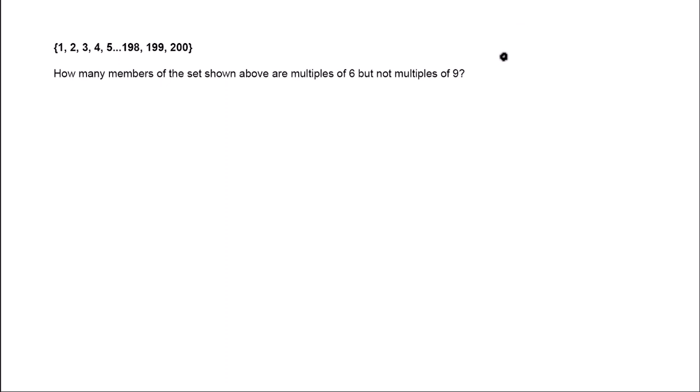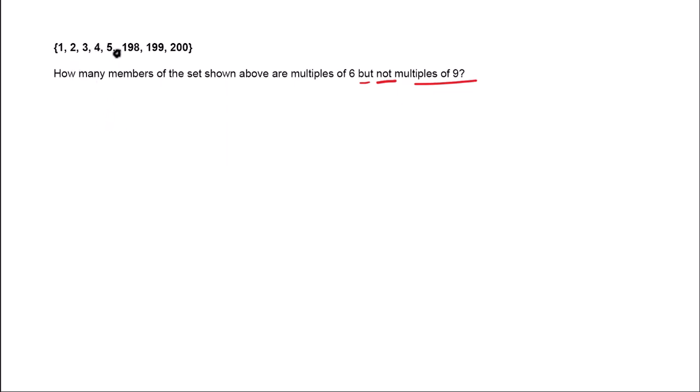How many members of the set shown above are multiples of 6, but not multiples of 9? Okay, so the first thing to do is lay out the set, filtering it for the multiples of 6. I want to do that on paper, just so I'm very careful that I include all the elements of my set, whether they're endpoints or not endpoints specifically.